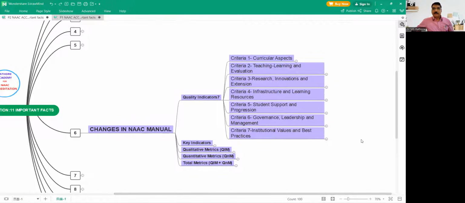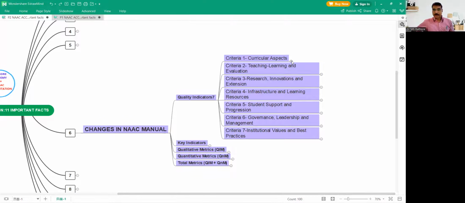You can see the criteria. All of you are aware, and for those who do not know, criteria 1 is related to curricular aspects. Criteria 2 is related to teaching, learning, and evaluation. Criteria 3, research, innovation, and extension. Criteria 4 is concerned with infrastructure and learning resources. Criteria 5 is concerned with student support and progression. Criteria 6 is concerned with governance, leadership, and management. And the last, criteria 7, is institutional values and best practices. So one by one, let's see what has been changed in these different criteria.